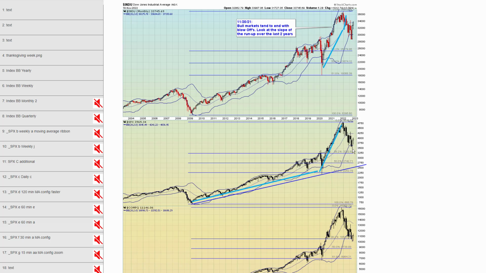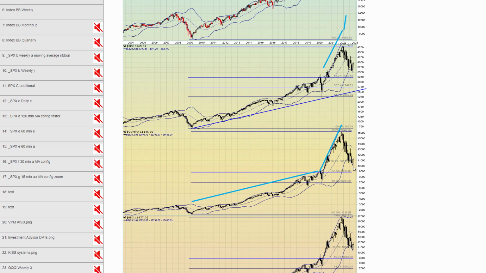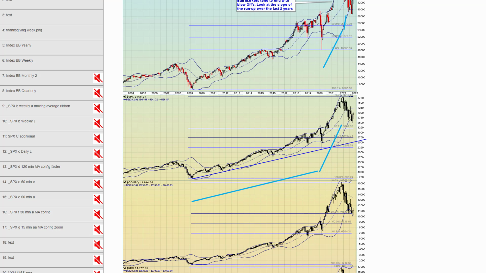So the S&P basically found some support near its monthly Bollinger Band as expected, and the Nasdaq, which has been the weakest, you can see it got to its 38% fib, unlike the S&P, which never got to that area.